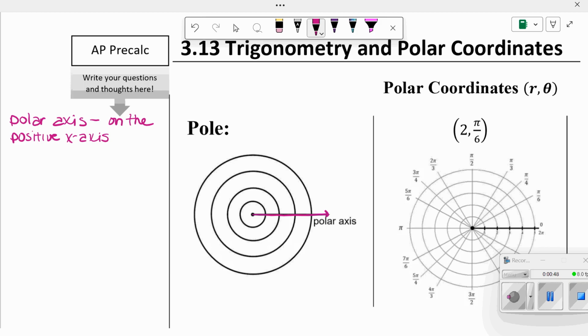And then the next part of the polar coordinate is this part right here, and that's called the pole. Now, a lot of times people like to think of it as the origin. The origin is on the rectangular grid, which is the XY coordinate plane that we're used to. It's not technically the same thing, but a lot of people reverse them. They say the origin and the pole are the same thing.